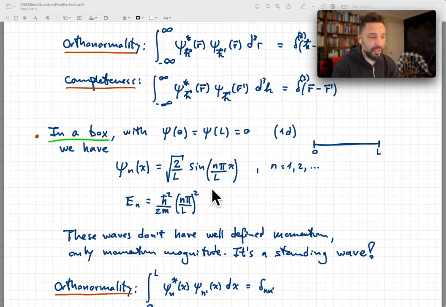And you may want to see if n can be negative. Yeah, it could be negative, but then you don't get anything new because you would just change the constant in front, because the sine of something with a minus sign is minus the sine of the argument. So you don't have to worry about the negative ones. They don't give you anything new.